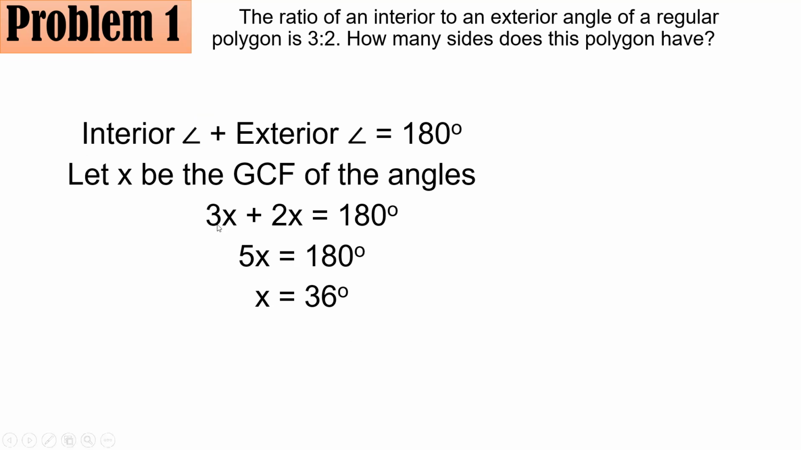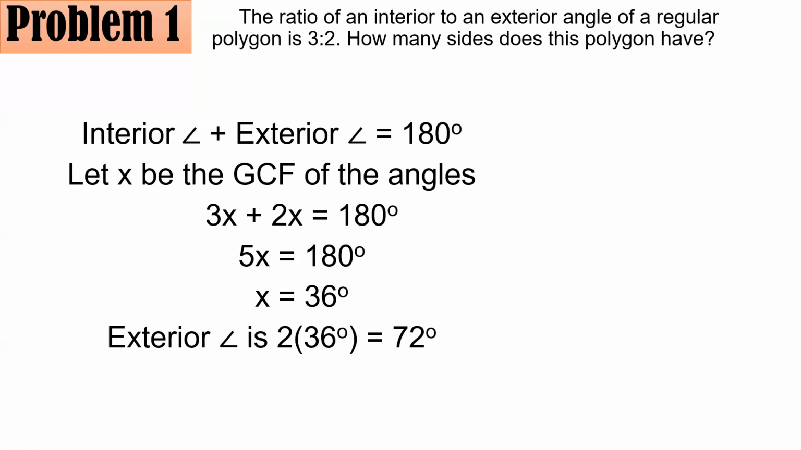Bakit? Kasi 3 parte, 2 parte, so 5 parts in all. That's why I divided 180 by 5 parts. It follows that 1 part is 36. In my case, I utilize the exterior angle. Di ba yung exterior angle is 2x? So 2 times 36 degrees is 72 degrees, the measure of one exterior angle. Take note, all exterior angles here are equal, considering that our polygon is regular.